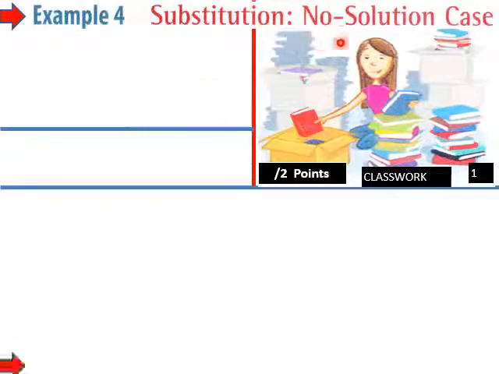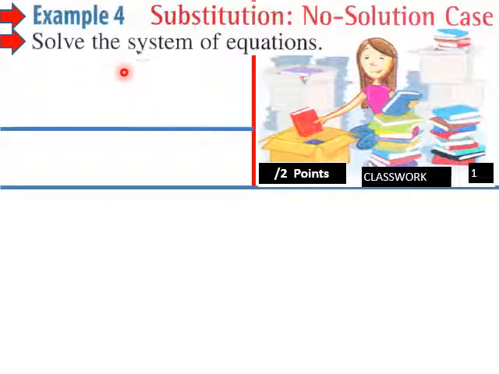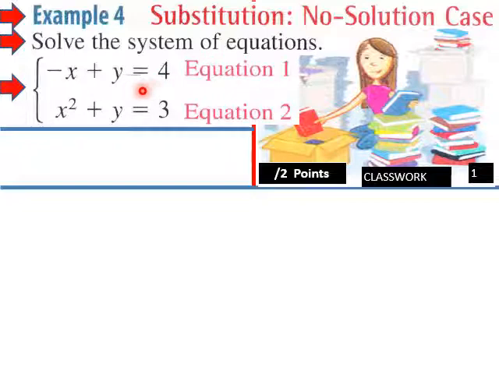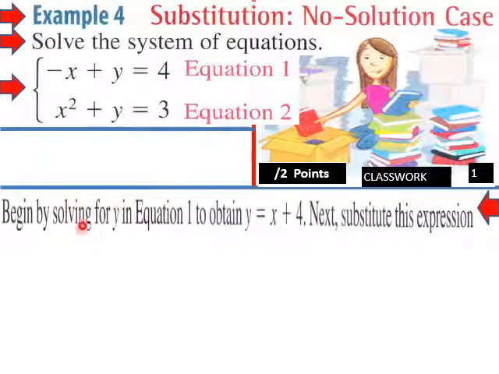Example 4, substitution, no solution case. So solve the system of equations. Here is our system of equations: negative x plus y equals 4. That'd be equation 1. And then x squared plus y equals 3. That's equation 2. Begin by solving for y in equation 1. So let's solve for y up here, and you'll get y equals x plus 4.